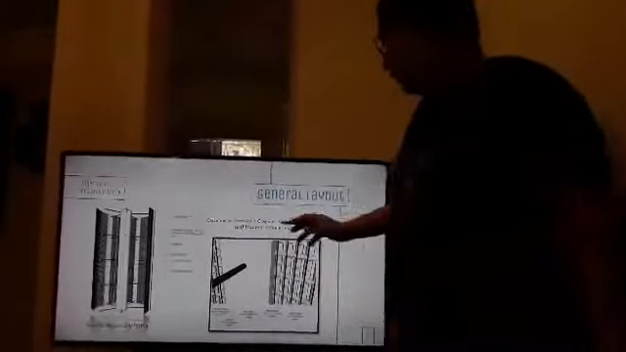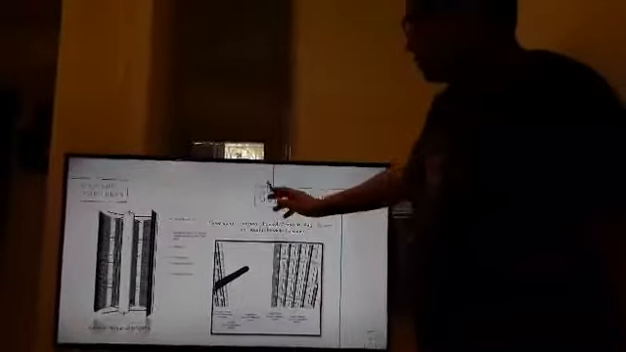Now we're going to talk about the general layout. So here, as you see, is the general layout of Utopia.